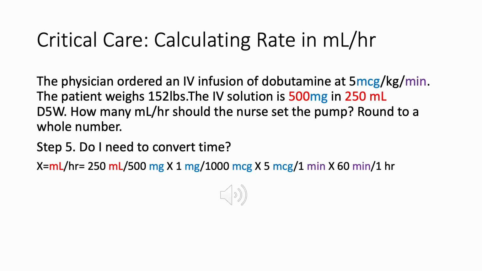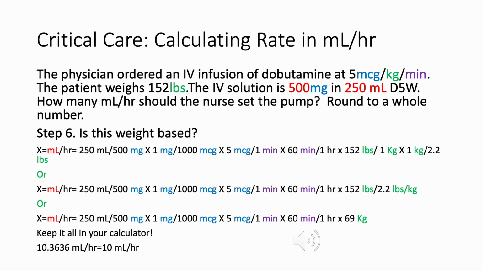In the next step, I'm going to convert the time because I need to know how many milliliters per hour. In this problem, the dobutamine is prescribed in micrograms per minute. So I simply add 60 minutes in 1 hour to the equation to convert the time. In this step, we're going to convert the weight because the prescription is for 5 mics per kilogram per minute. Your patient weighs 152 pounds. So within the equation, we have to convert this.